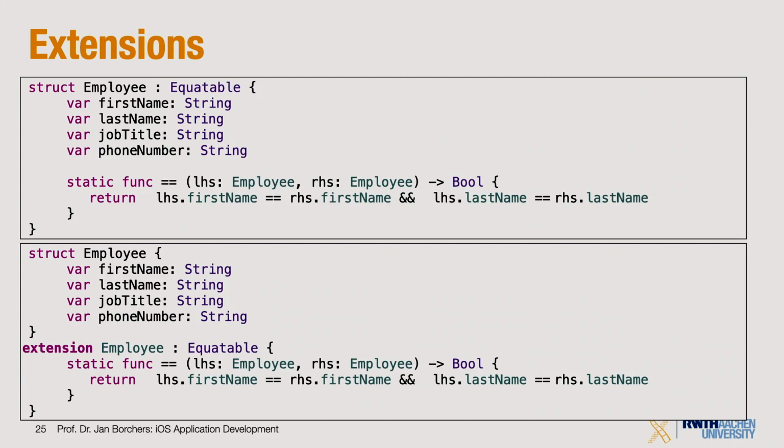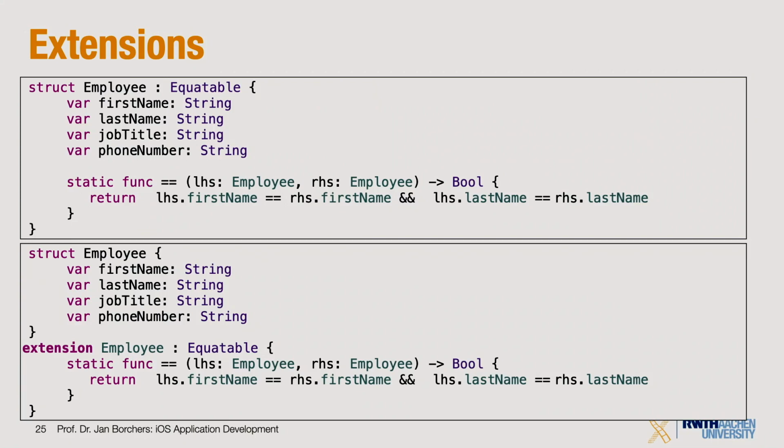So if instead I have no access to that class, maybe it's defined by somebody else, by Apple or whatever, I can write this extension and say, I want Employee also to conform to Equatable, and I'm providing the function that is necessary to fulfill that protocol. And all of a sudden, all the Employee instances that are used in your code can do this.